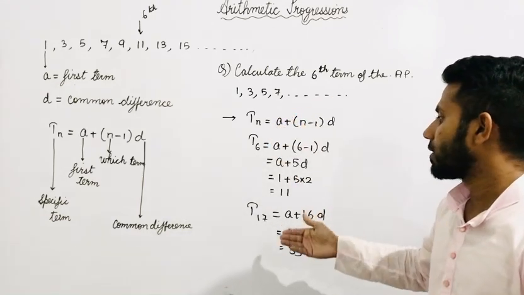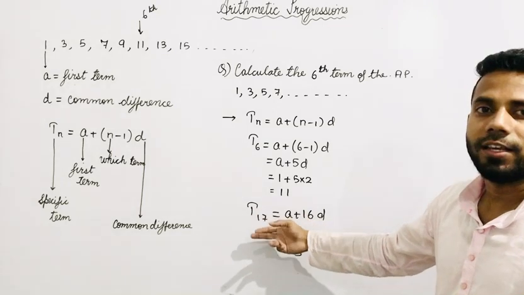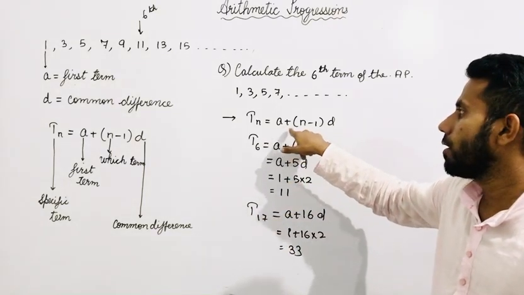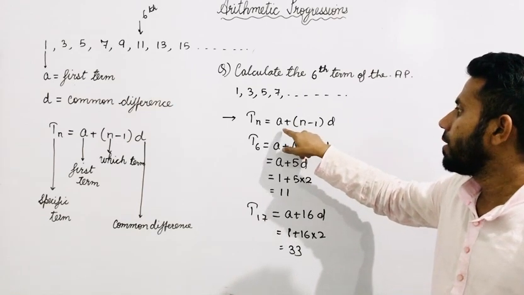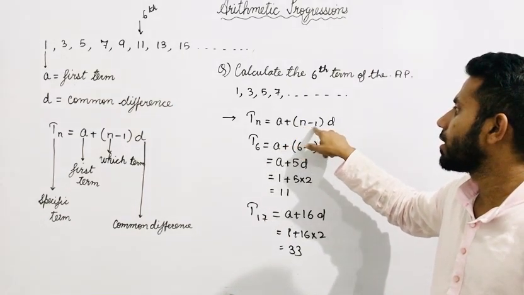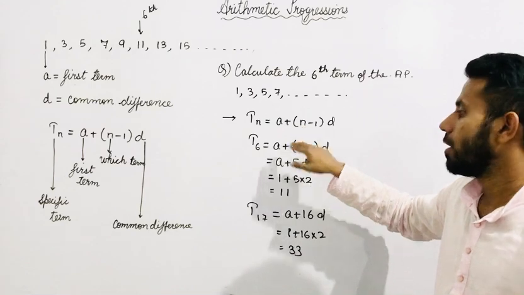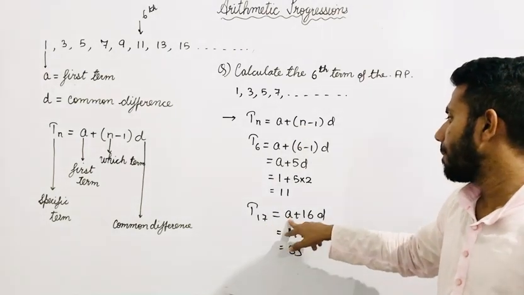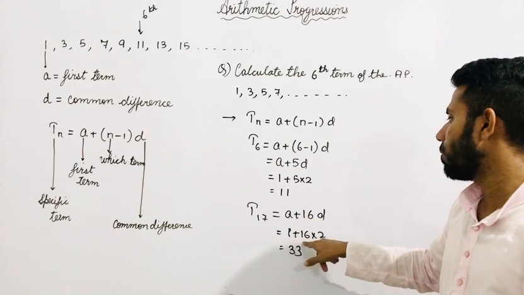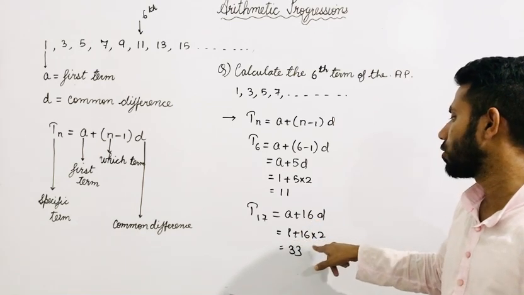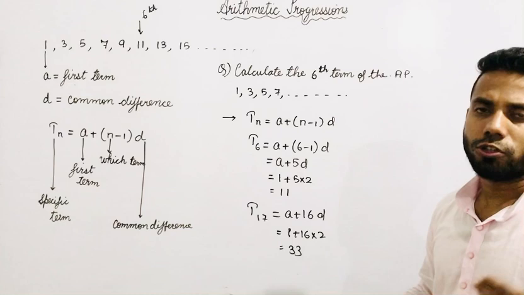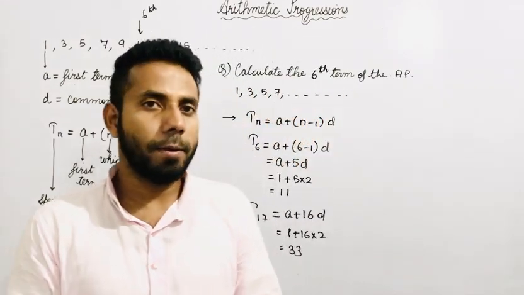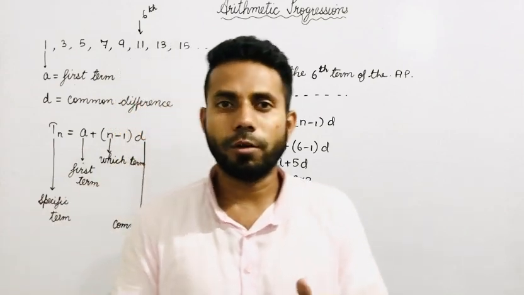Now it has been asked to calculate the 17th term of this AP. By this formula, when you put 17 here, it will be A plus (17 minus 1)D, that is 16D. So the 17th term is A plus 16D, that is 1 plus 16 into 2, that is 32 plus 1, 33. So this is how you find a specific term of any AP.